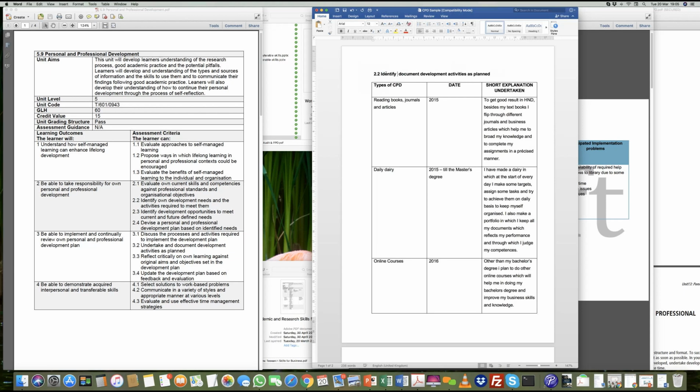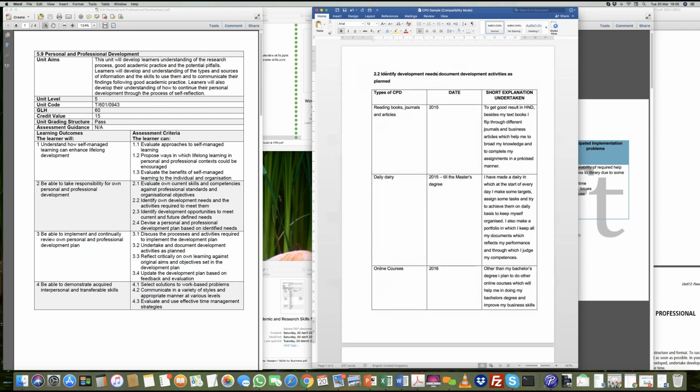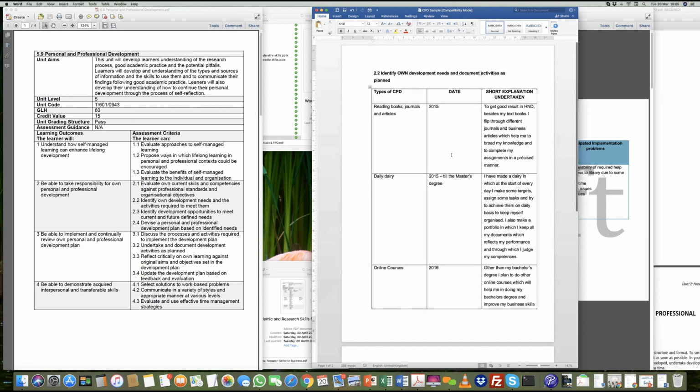You need to identify your own development needs, that's the keyword, and document the activities which you need to do to be able to meet that target. An example that I've given here is somebody who's looking at completing a course. As you're doing a course with me, we are looking at completing the course in 2018. Now, how would you complete this course?